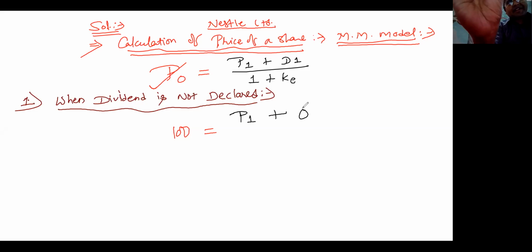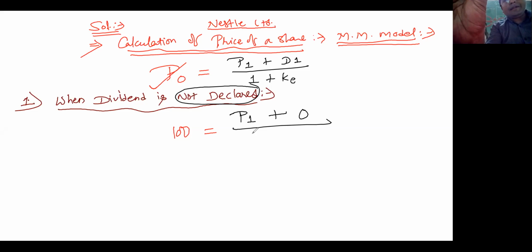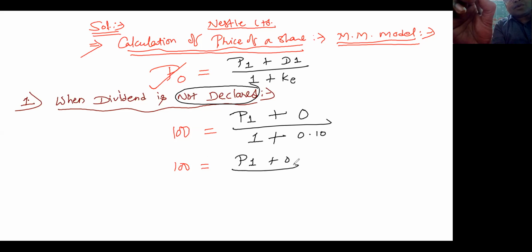D1 will also not come because dividend is not declared. See, because dividend is what beta? Not declared, so D1 will not come. Divided by 1 plus KE. How much is KE? KE is 10%. Capitalization rate is 10%. So 10% can be written as 0.10. So 100 is equal to P1 plus 0 divided by 1.1 or 1.10, whatever you want to write, you can write.